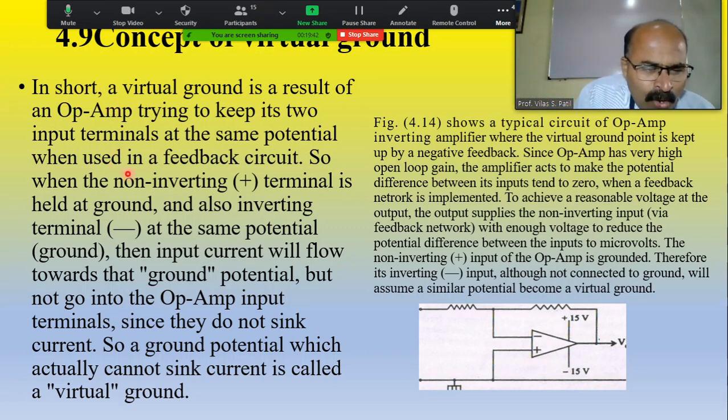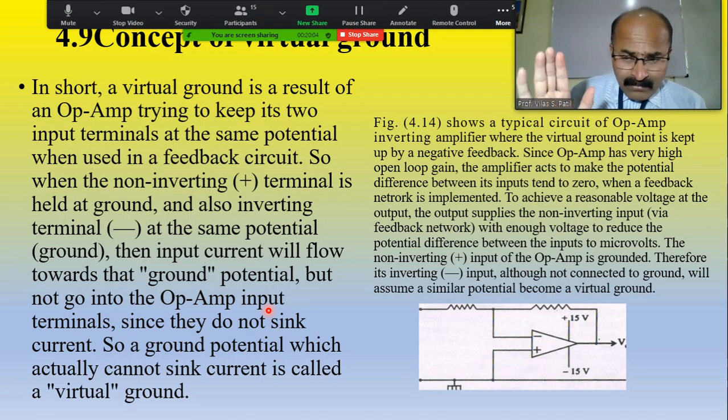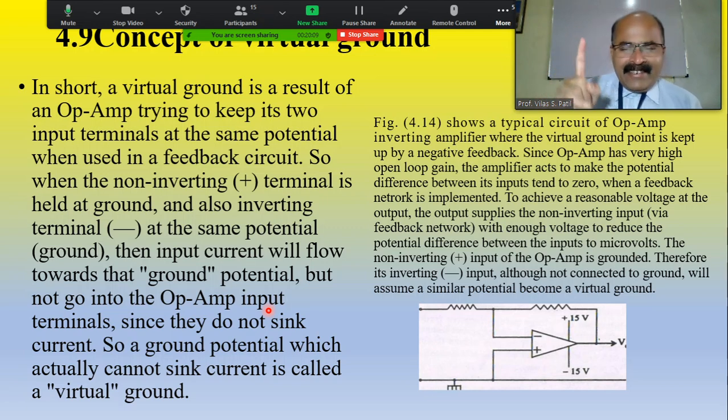See here. When the non-inverting, that is positive terminal, is held at ground, and the inverting negative terminal is also at the same potential as the ground, then the input current will flow toward the ground potential but not to the op amp input terminal. That is the concept of the sink current. What will we be doing here? The output will be connected back to the input.